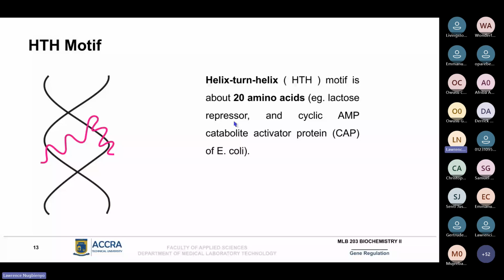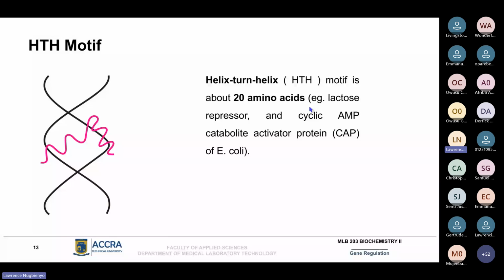So the lactose repressor has that structure, the helix-turn-helix motif. And usually this helix-turn-helix motif is composed of, say, 20 amino acids. I mentioned to you that you have a large molecule, and within it you have a few amino acids which form the motif that has the direct interaction with the nucleic acid.